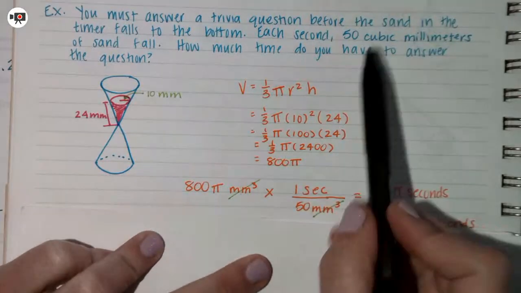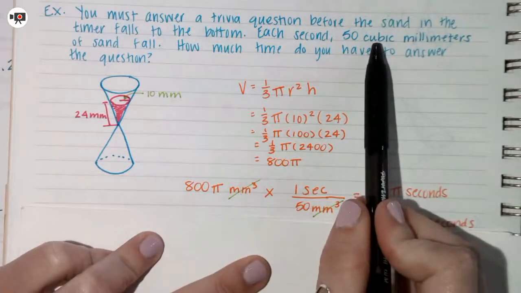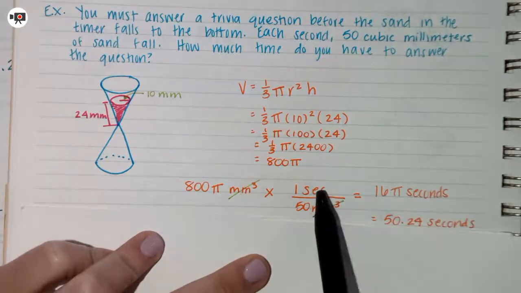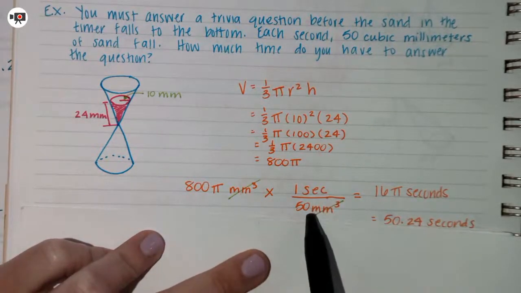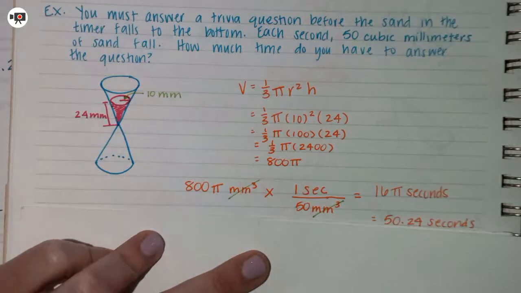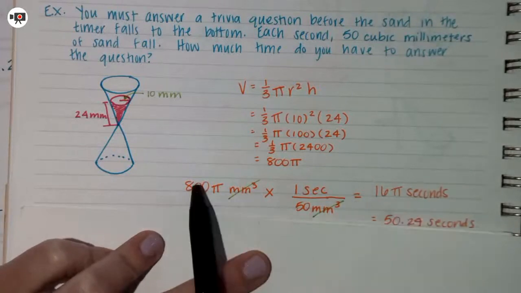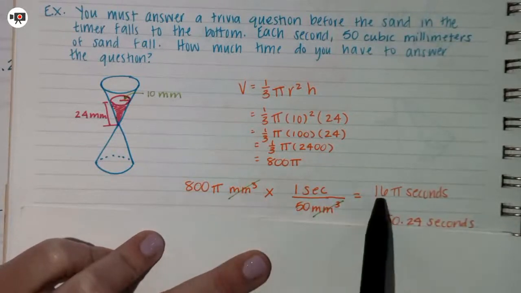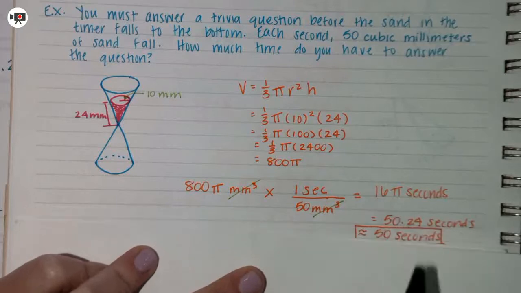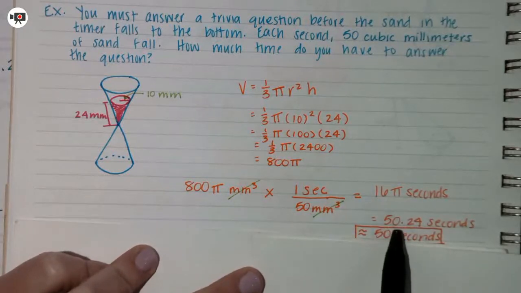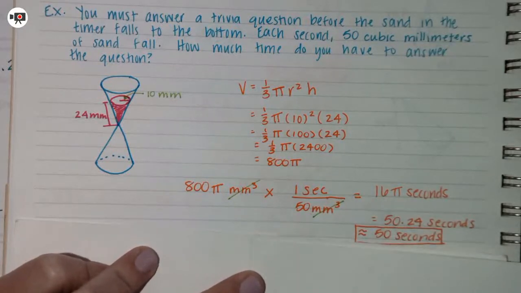And then it says 50 cubic millimeters falls each second. So that's 1 second per 50 millimeters cubed. So millimeters will cancel and I will be left with seconds. 800 divided by 50 is 16. Then I have 16 times pi, which would be 50.24, which is about 50 seconds.